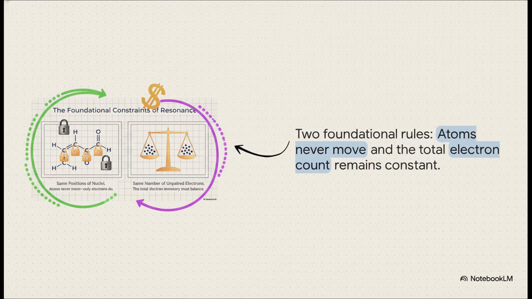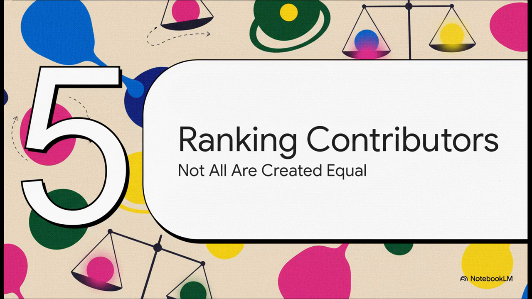First, atoms never ever move. The skeleton of the molecule is fixed. Only electrons get to travel. And second, you can't create or destroy electrons. The total count in the molecule has to stay the same from one drawing to the next. You're just reorganizing them. Okay, remember how we said the hybrid is a weighted average?